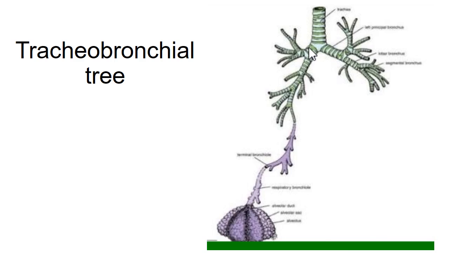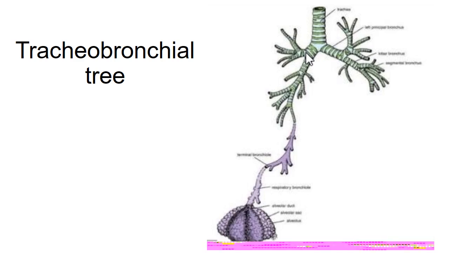Each principal bronchus enters the lung through the hilum, as you already know, and divides further into secondary lobar bronchi, one for each lobe of the lungs. In this way, we have 3 lobar bronchi on the right side, as we have 3 lobes in the right lung, and only 2 lobar bronchi on the left side, as we have 2 lobes in the left lung.